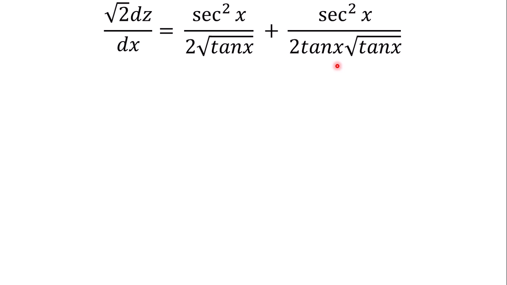Now let's apply the LCM. The LCM is just this times this. So we multiply this one by this and also multiply this one by this, and then we add what we get in the numerator's position together. Then we divide it by the product of the denominators, which is the LCM.